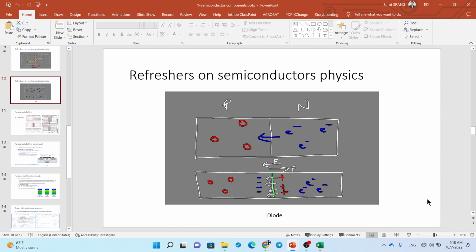Before I finish the remaining part, I'm going to review a little bit what I showed last week about the semiconductor and junction. I'm going to explain the functionality a little bit more because last week it wasn't very clear.